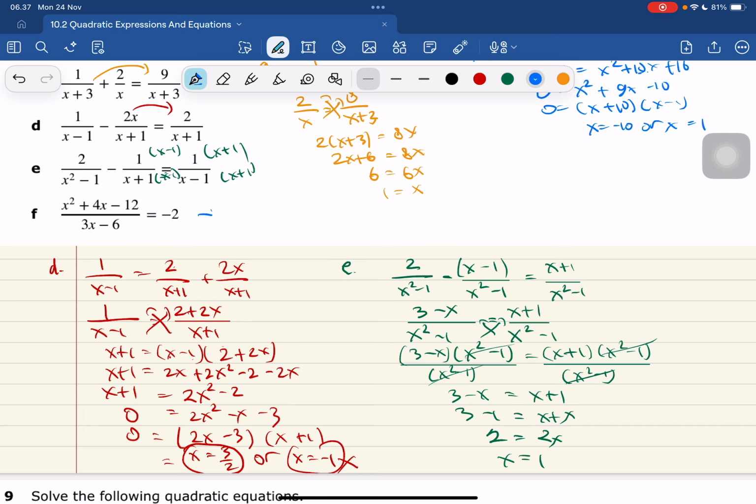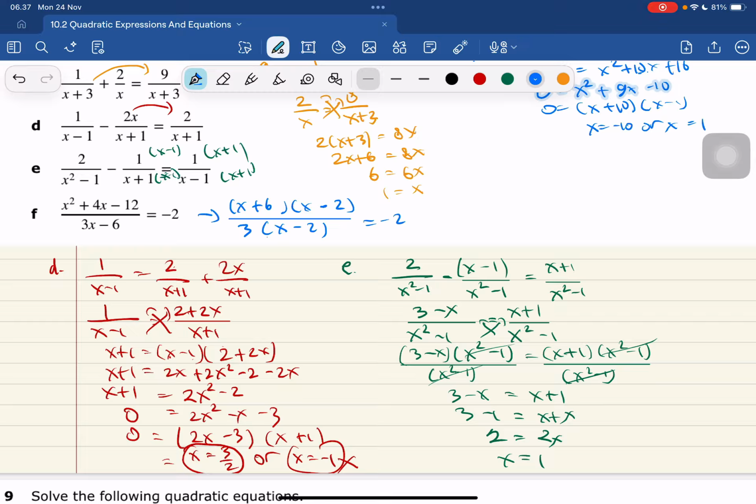For f, okay, we can factorize it. So x and here also x. What number, when we multiply, equals 12, but when we add, equals 4? Okay, we got it: plus 6 and minus 2. Okay, here also we can factorize it. So 3 is the common factor, so x minus 2 equals minus 2.